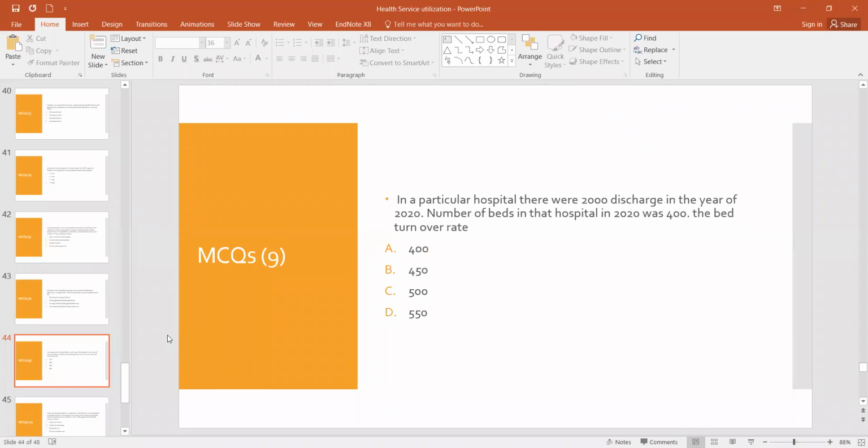In a particular hospital, there were 2,000 discharges in the year 2020. The number of beds in that hospital was 400. So the bed turnover rate of this hospital is 400, 450, 500, or 550. C, 500 is the right answer. 2000 divided by 400 is equal to 5, and then multiply by 100. So the answer is 500.